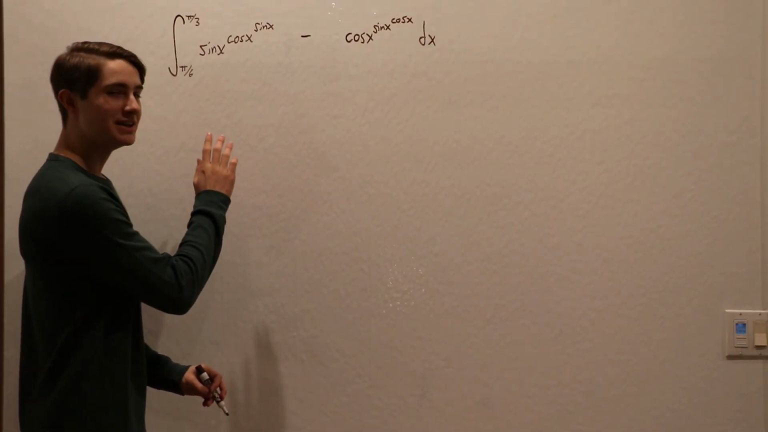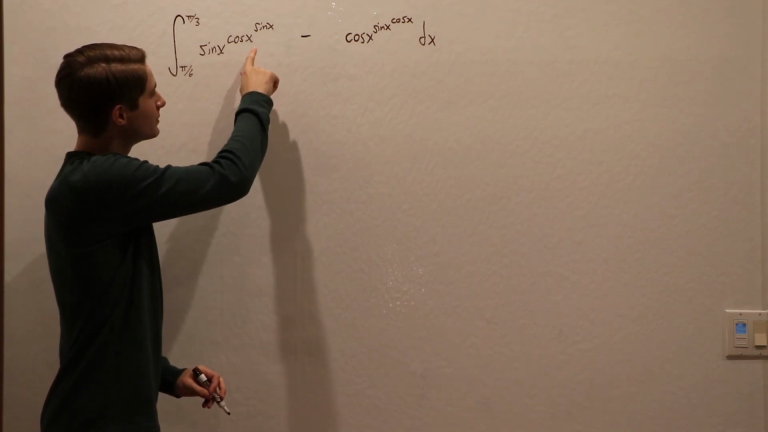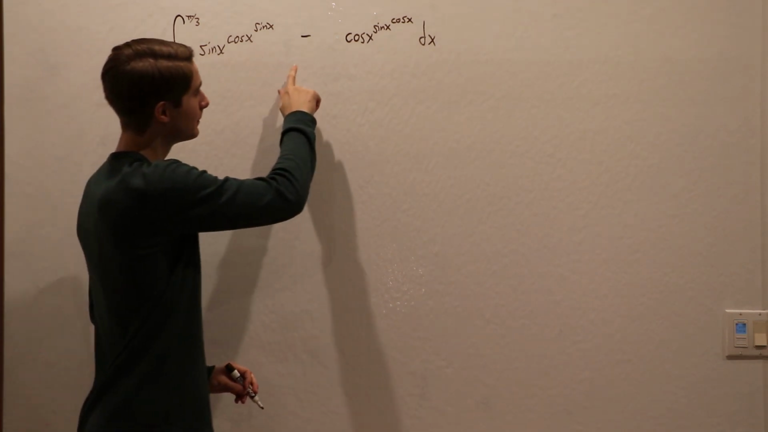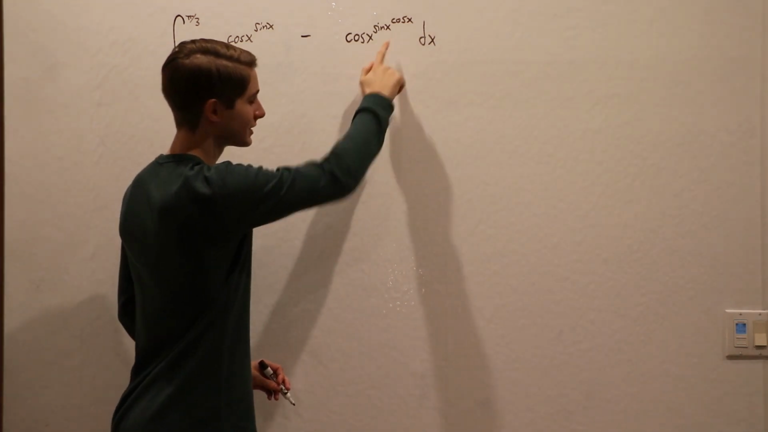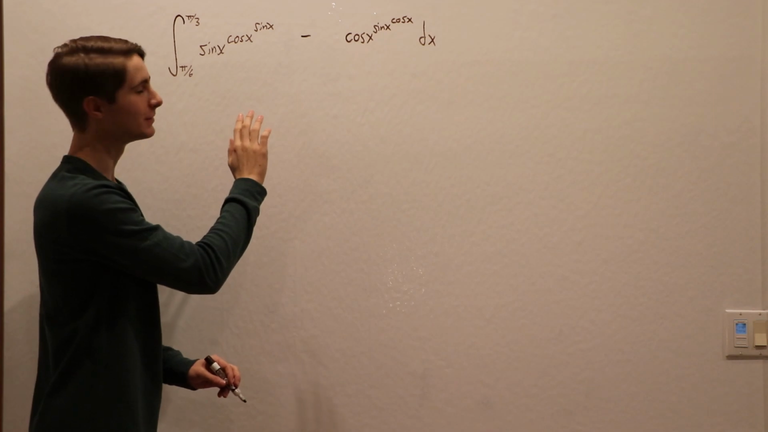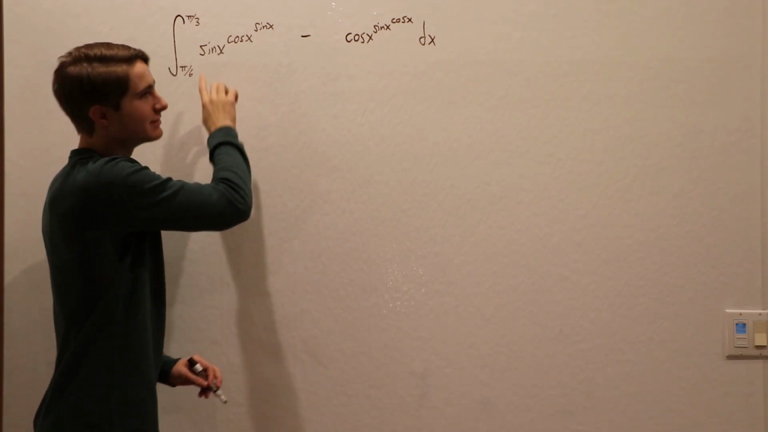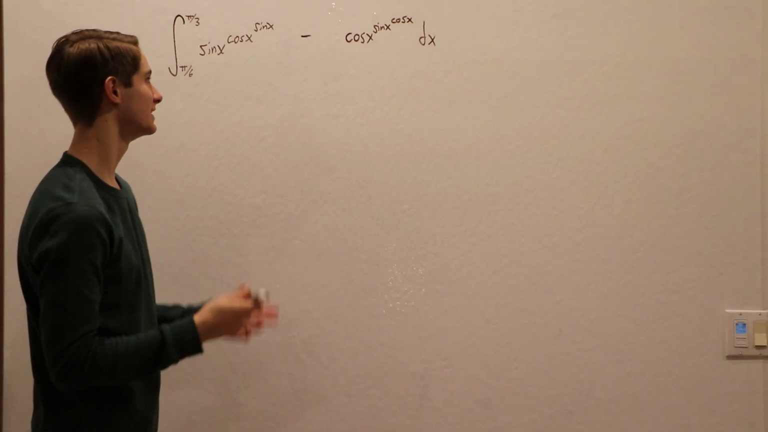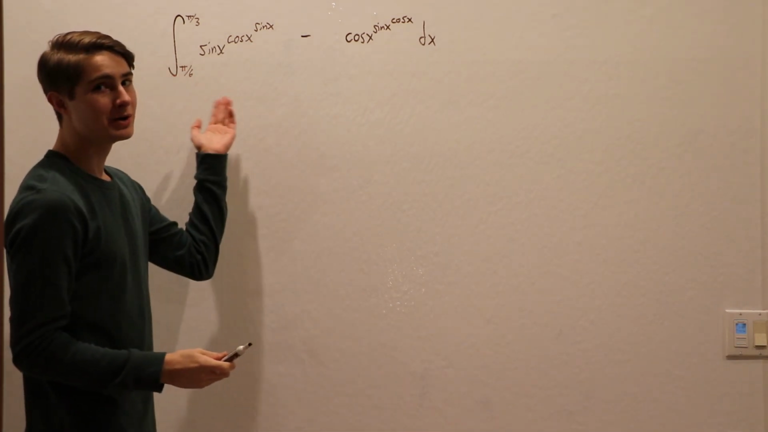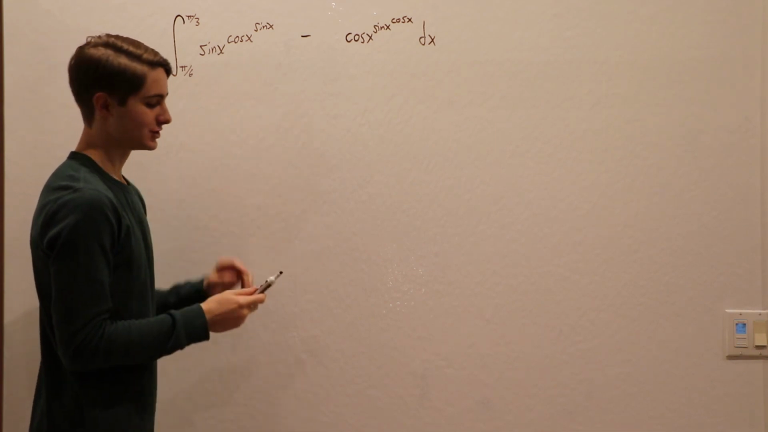So we're going to take the integral from pi over 6 to pi over 3 of sine of x to the cosine of x to the sine of x minus cosine of x to the sine of x to the cosine of x. And right away what we notice about this integral is we are not going to take the antiderivative of sine of x to the cosine of x to the sine of x, right? That's just ridiculous. There's no way that we have an elementary antiderivative of this kind of function.